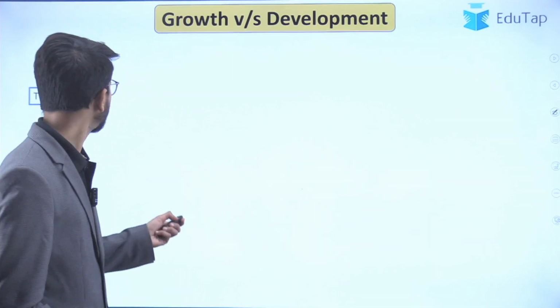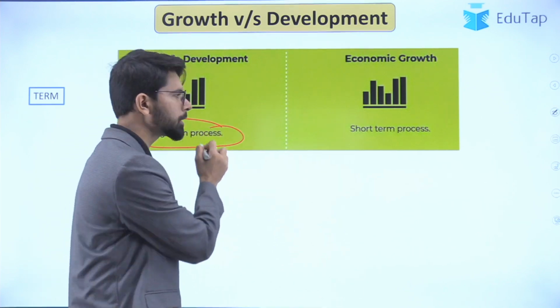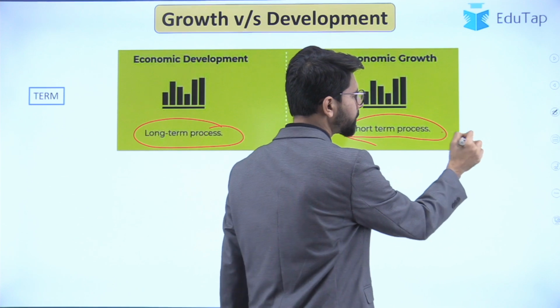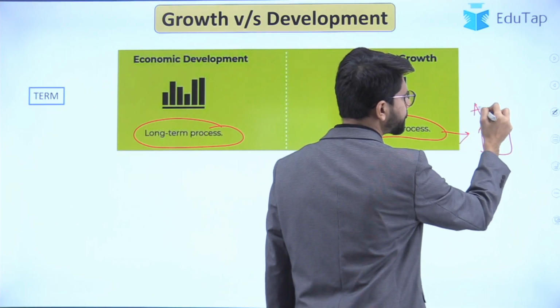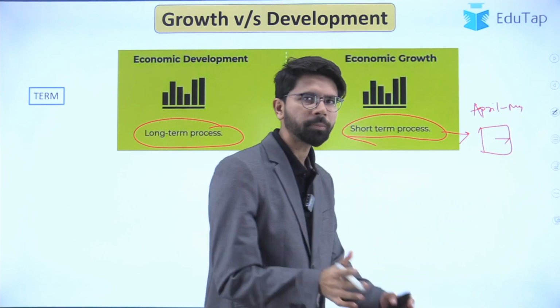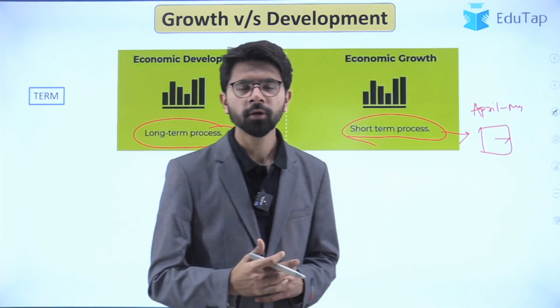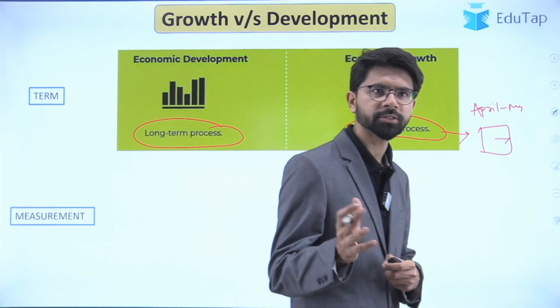Now let us move on to the other differences also. Economic development is a long-term process, and economic growth is a short-term process. So what do we mean by short-term? If you look at the financial year, which is from April to March, it is given for a particular year, whereas development is a continuous process that has been carrying on since the birth of a country. So that is the entire concept behind that.